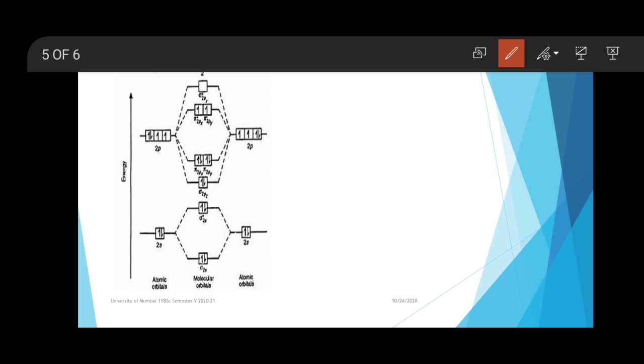I request all the students, please write all the MO diagrams when we discuss them in our lectures. Unless and until you practice, it is very difficult to remember this kind of diagram. So practice is very important. Practice makes a man perfect. Okay, we'll discuss another example in the next video lecture. Okay, bye.